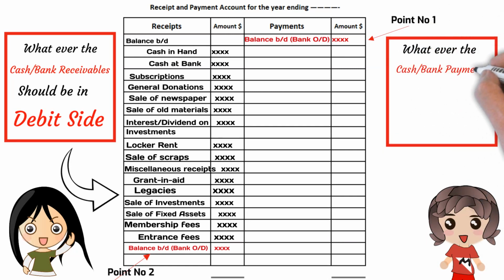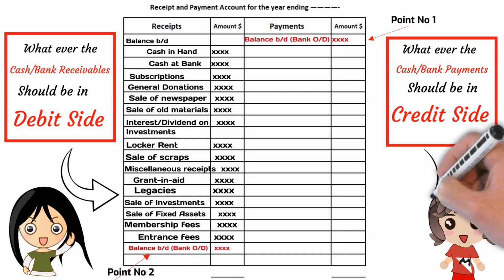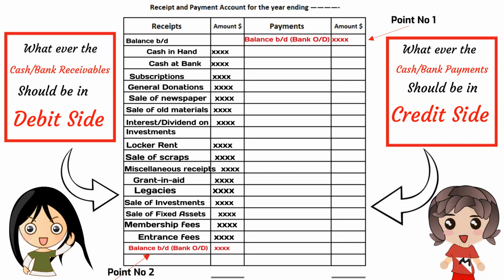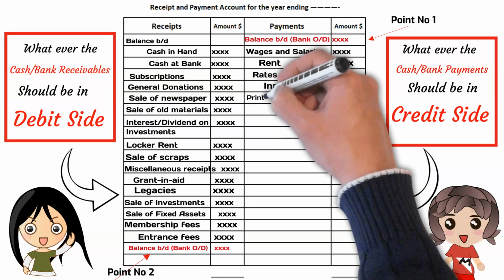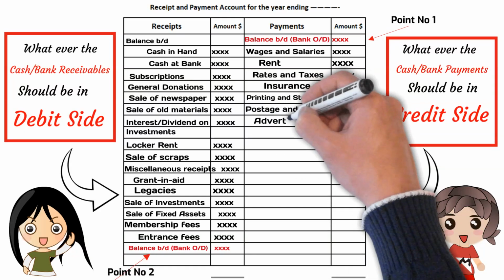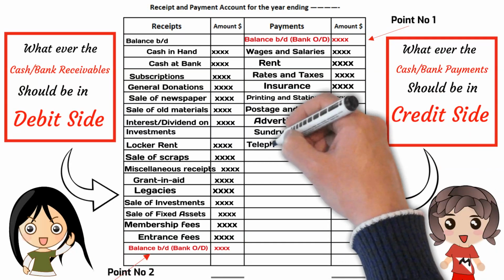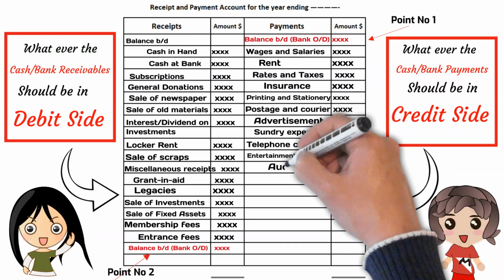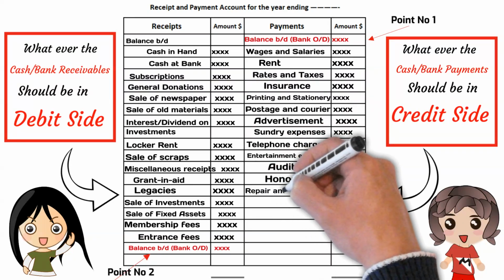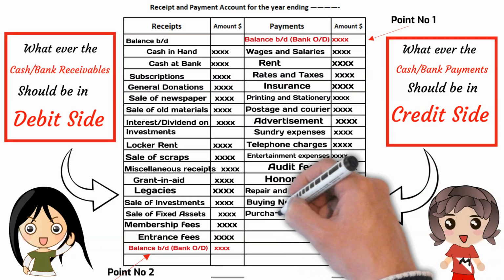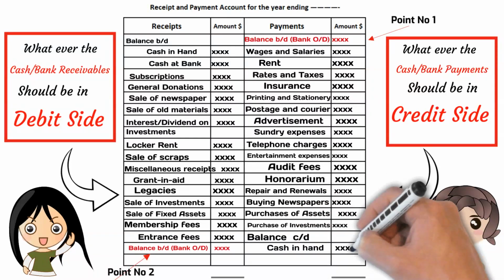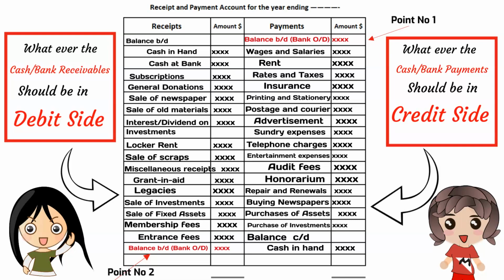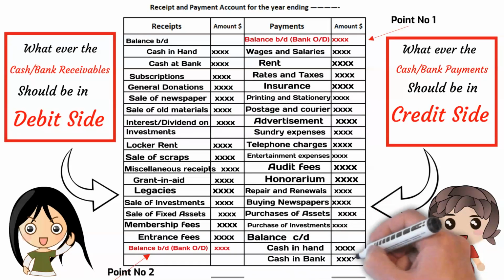Second, you must know, whatever the cash or bank payments should be in credit side, that means cash outflow. Expenses like wages and salaries, rent, rates and taxes, insurance, printing and stationery, postage and courier, advertisement, sundry expenses, telephone charges, entertainment expenses, audit fees, honorarium, repair and renewals, buying newspapers, purchases of assets and purchase of investments. Finally, if any surplus, we will write down the balances for cash in hand and cash in bank in credit side. Again, next year we will start the cash and bank opening balance in debit side.